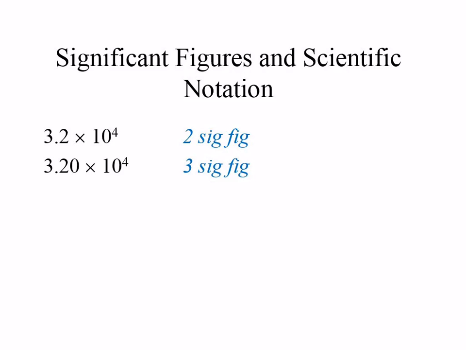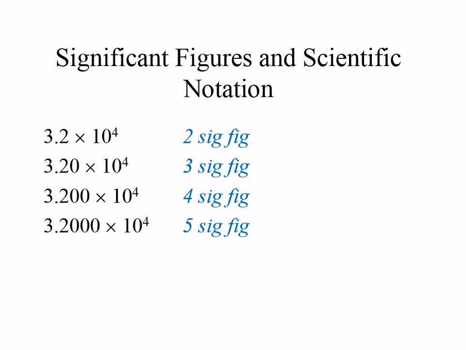But now, of course, it's 3 significant figures. We could write it 3.200. It's 4 significant figures. And last but not least, this one just kind of floors me. We could write it 3.2000 times 10 to the 4th, and that's 5 sig figs. But otherwise, you could write it as 32000 with a decimal. That's also 5 sig figs. Okay, it's the same thing. Cool.